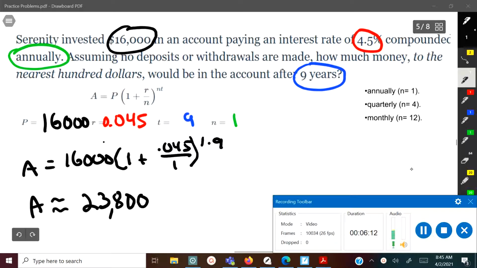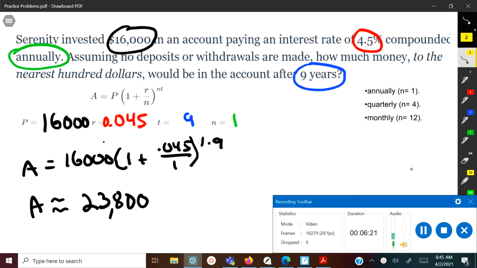Alright, so this is what we got here. You should get 23,800. Notice how I have my principal here, my interest rate, the time in years, and the number of times it's being compounded. Then I plug each one of those into the formula and just type it into the calculator. And since it says round to the nearest hundred, I'm rounding here. I bet 7 comes up, and I got 23,800.